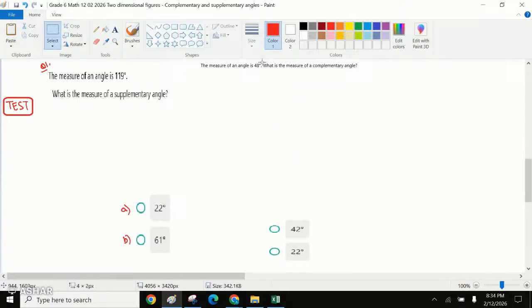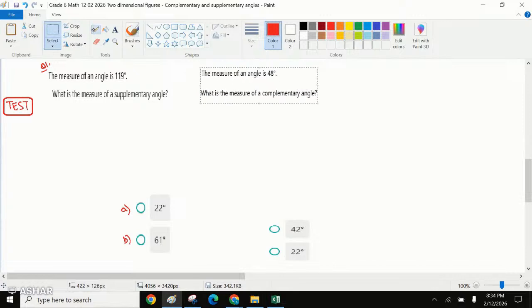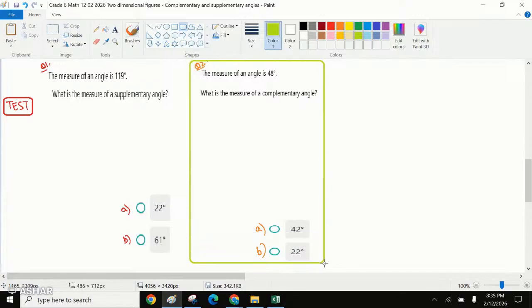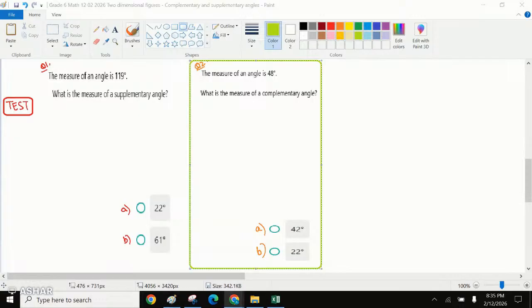Sometimes you don't have to solve the question in order to find the answer. Sometimes we can look at the question and we know the answer. So what is the answer for question number 1? Option A, option B. So the question number 1 says 119 is given to us, right?